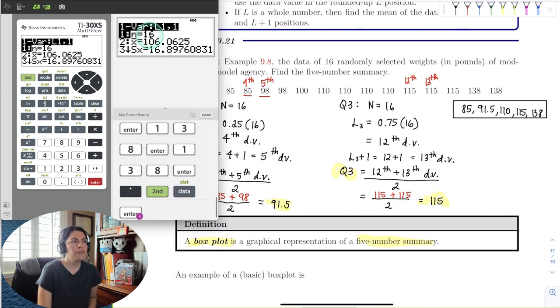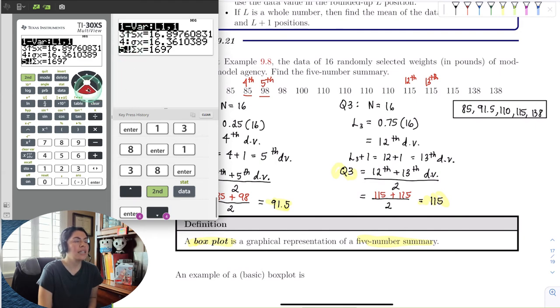So it tells you the number of data, and look what it tells us. It says the average is 106, which we got. The standard deviation, the S, is standard deviation. That's the other part you need. And here's your five number summary. The min is 85. That's what we got. The Q1, 91.5, we got. Median, 110. That's what we got. Q3, 115, that's what we got, and the max, 138.